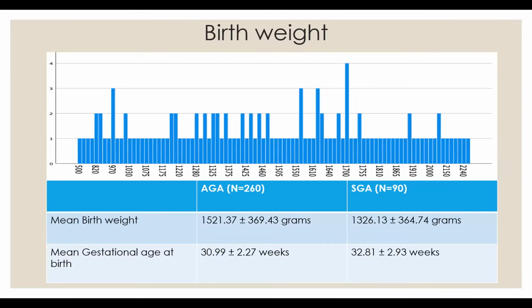This is the distribution of the birth weight of all the babies examined. In the AGA category, the mean birth weight was around 1521 plus or minus 369 grams, with a mean gestational age at birth of 30.99 plus or minus 2 weeks. In the SGA category, mean birth weight was 1326 plus or minus 364 grams, and mean gestational age at birth was 32.8 plus or minus 2.9 weeks.